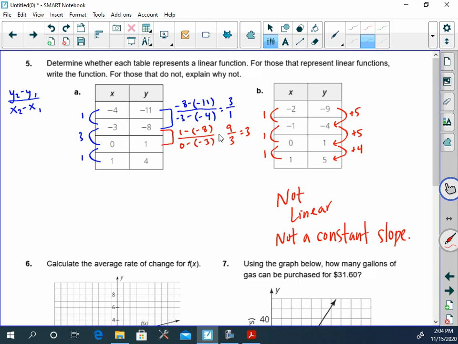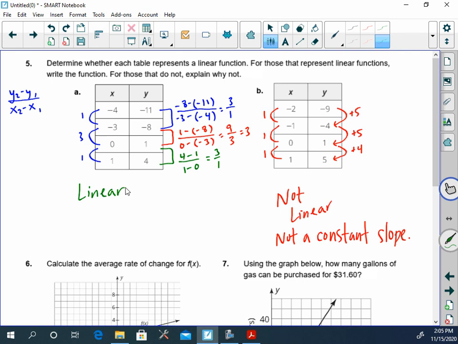This one's 3, so I feel pretty good about it, but could do something like this again. So then we'll go ahead and check the bottom 2 points here. So change in y, remember the y's go on top, so we do 4 minus 1 over 1 minus 0. So I get 3 over 1 again. So this one is linear. So determine whether it's linear. So I'm going to go ahead and write linear to start with.